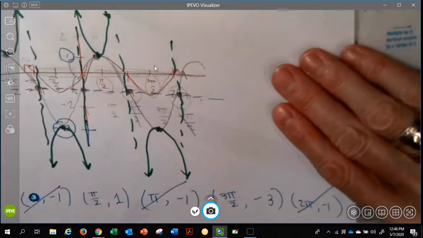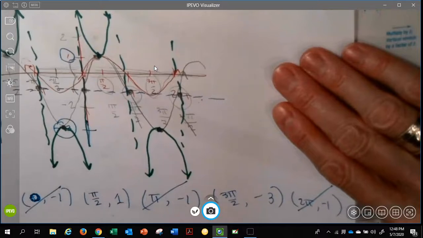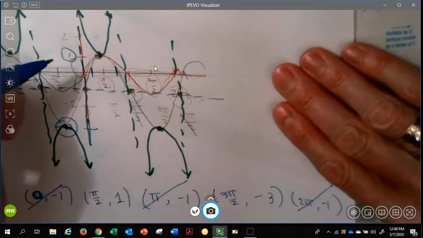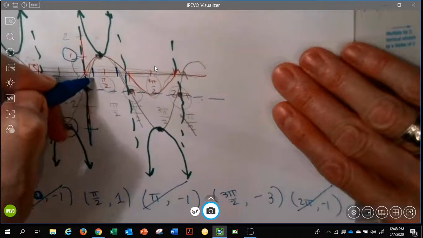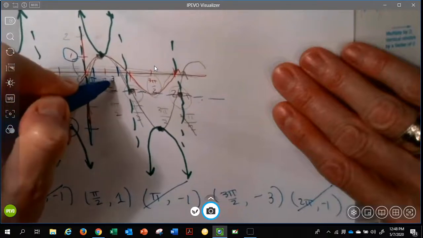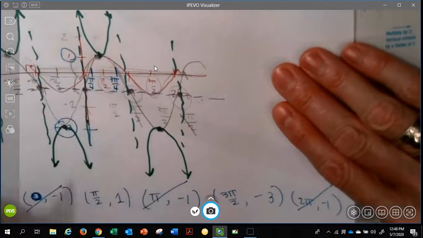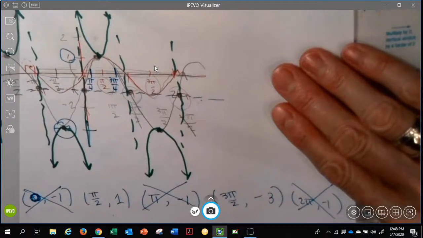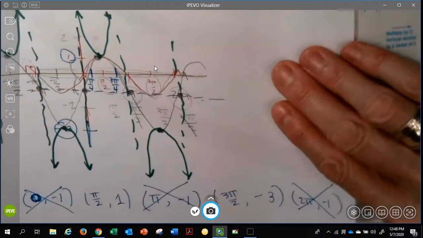So what I've got to have is something going on in between. So I'm going to go lazy here. I'm going to split the difference here and here. And when I split the difference there, I get pi over 4 and 3 pi over 4. Because these points, those aren't my 0. Those are undefined. So I only have 2 points.